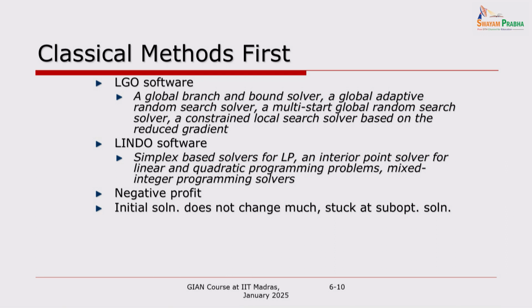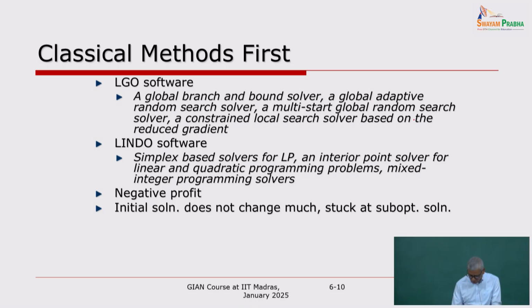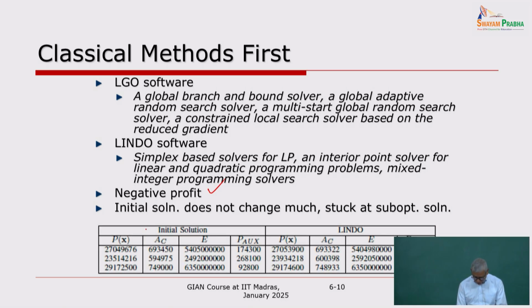I have these softwares with me, LGO, Lindo. They have all these branch and bound we talked about. There are different random search methods, constraint local search, all of these. They are not good. Sometimes I get negative profit, which means infeasible. Sometimes it depends on the initial solution. I'll show you one case.